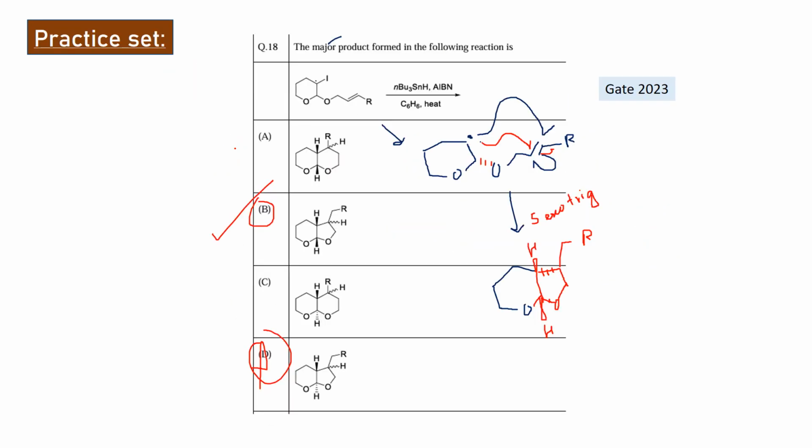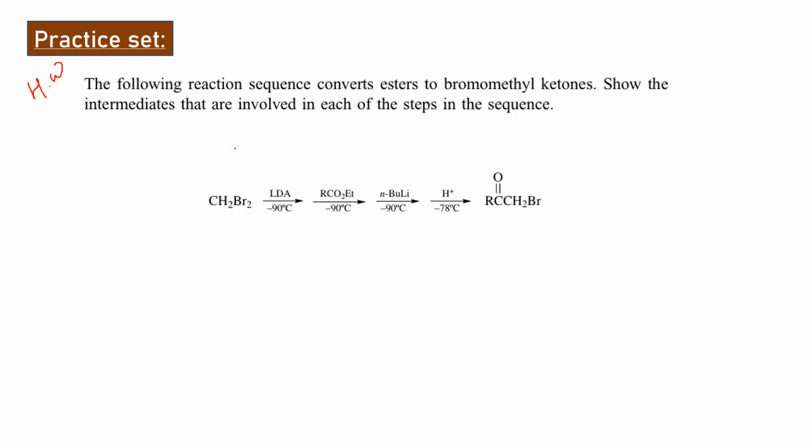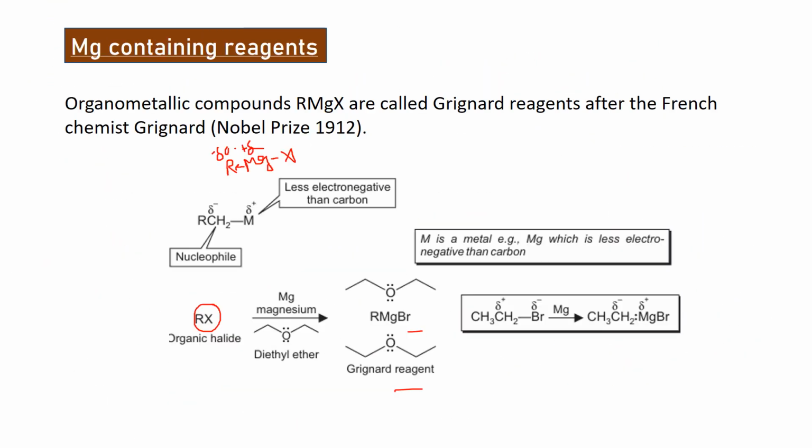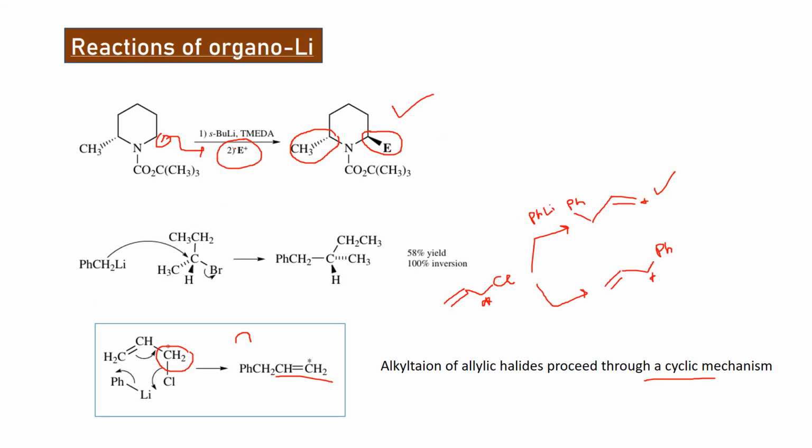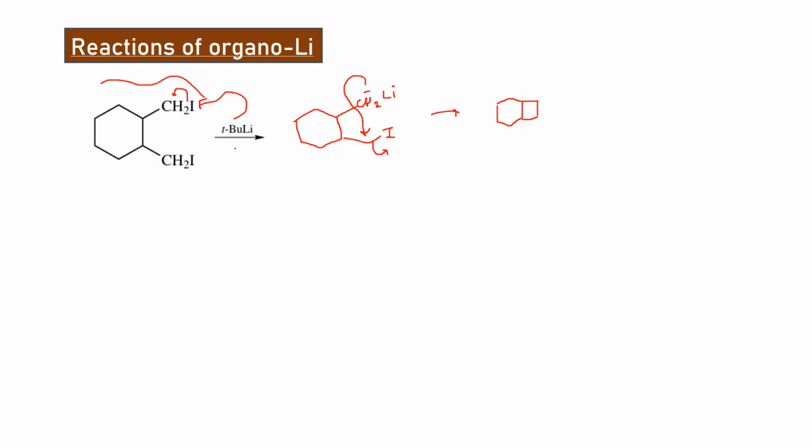So this much for today's class. I will just give an overview. We started with discussing the organometallic reagents of group 1 and 2. First we discussed lithium containing reagents, where we discussed how organolithium species can be generated by different processes and their reaction procedures. Then we discussed some examples of that.